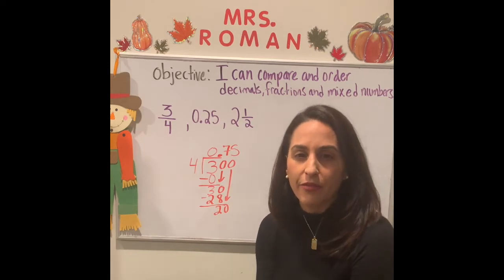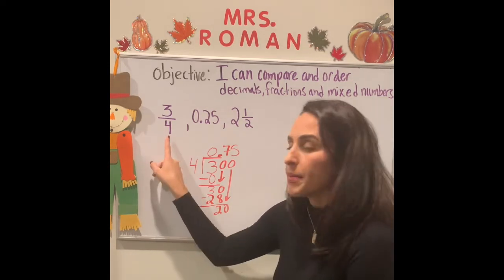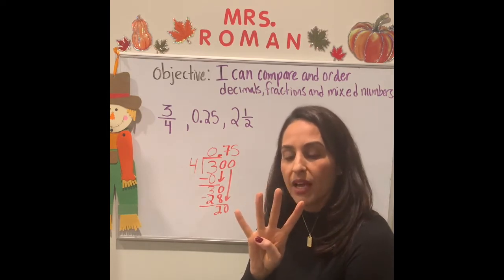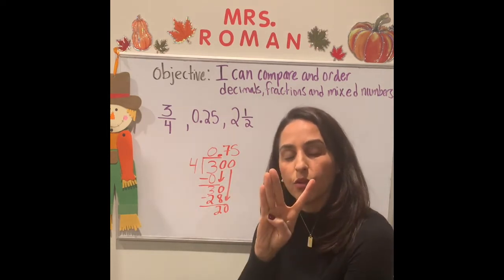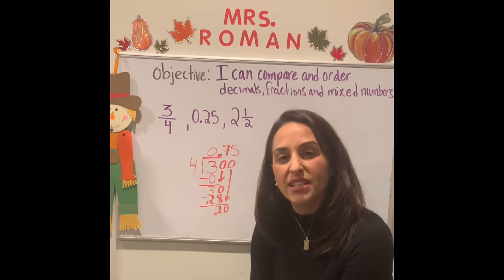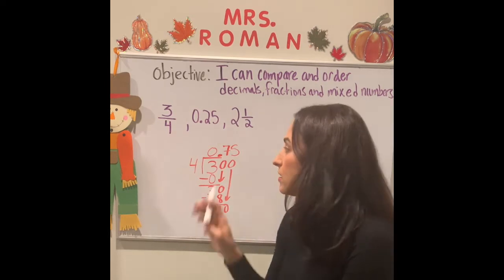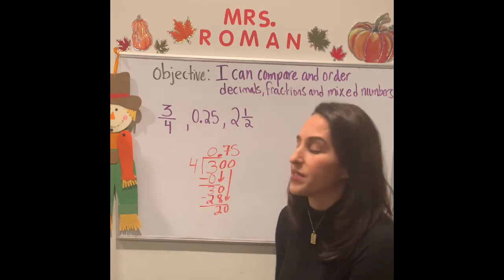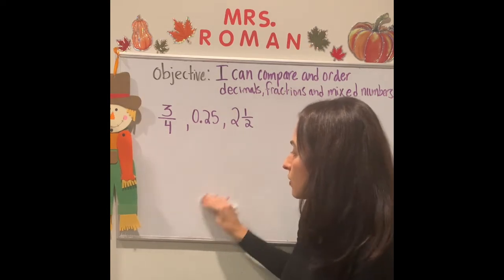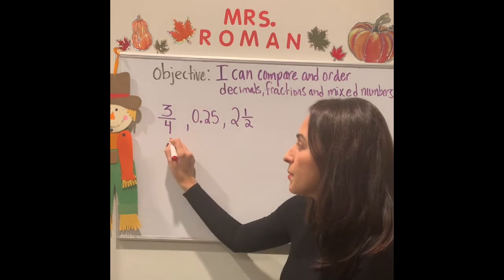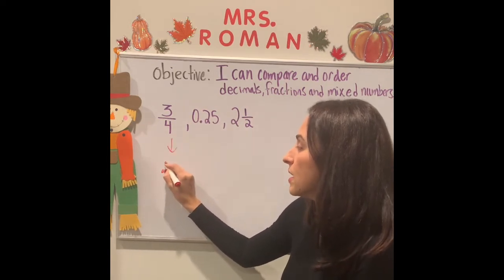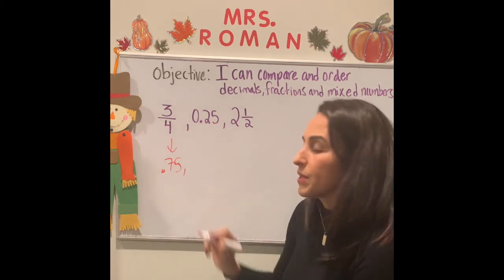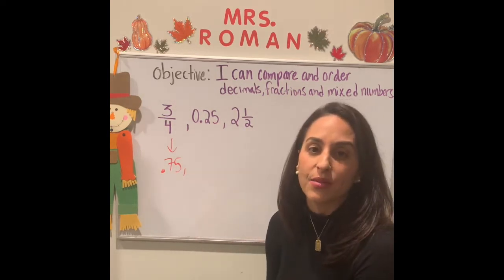I want you to think of money for a quick second. Use common sense. Think of money. If I have 4 quarters and somebody takes away 3 of those 4 quarters, they took away 75 cents, didn't they? Look at this decimal. It's 75 hundredths, which is 75 cents. So now we know that 3/4 can be replaced with 75 hundredths. The next number that we've been given, we don't have to change it because it's already a decimal.